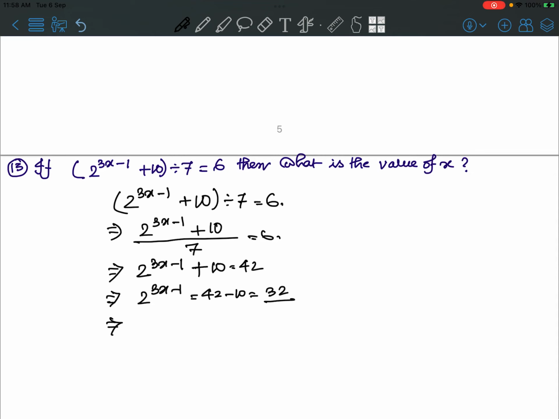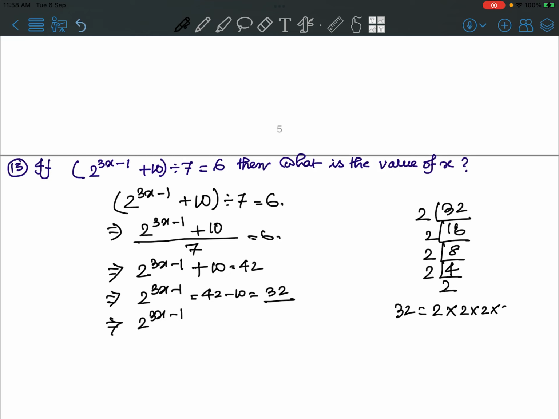How can we write 32? After factorization, 32 divided by 2 is 16, 16 divided by 2 is 8, 8 divided by 2 is 4, 4 divided by 2 is 2. Now 32 equals 2 into 2 into 2 into 2 into 2. That means we are getting five 2s, so we can write it as 2 to the power 5. That means 2 to the power 3x minus 1 equals 2 to the power 5.